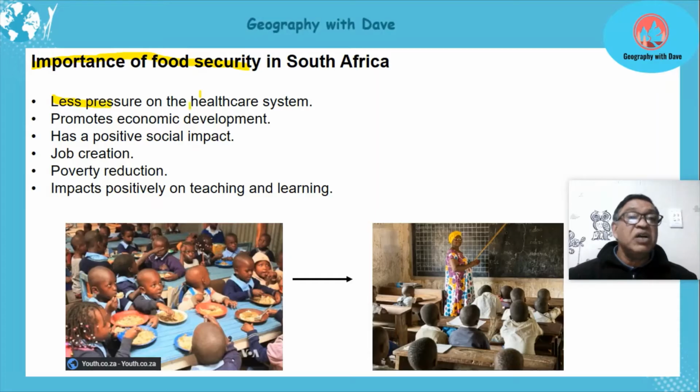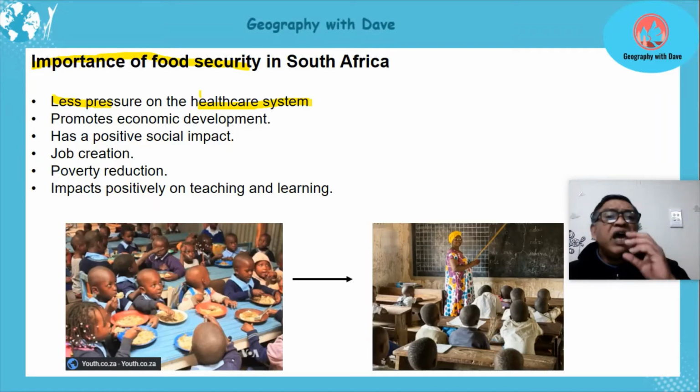So let's look at this. Less pressure on the healthcare system. What do you mean by this, learners? What actually happens here is that when we don't have food security, people don't eat well. The likelihood of them becoming ill is greater, the resistance is less. So they become more ill more often in general. And therefore, they visit healthcare facilities like hospitals, clinics, etc. Many people of our country don't have medical aid, so they get into the public healthcare system, which then puts a lot of pressure on this system. So food security releases pressure.